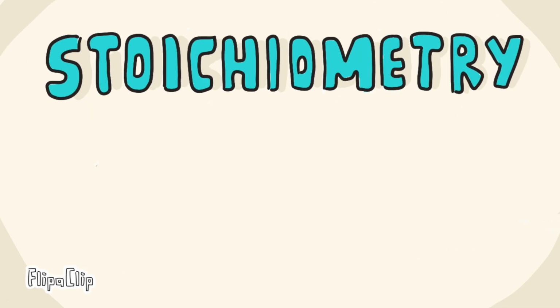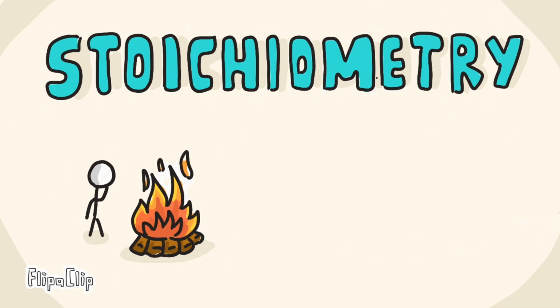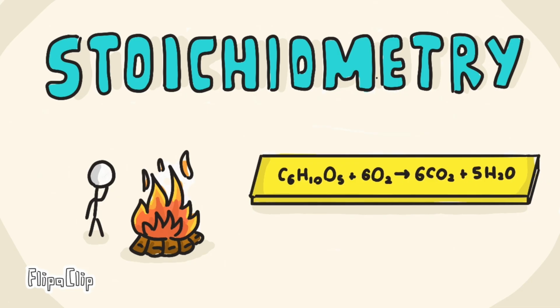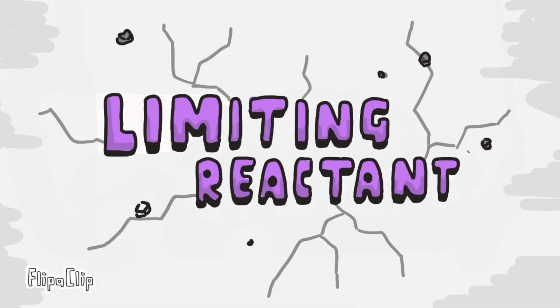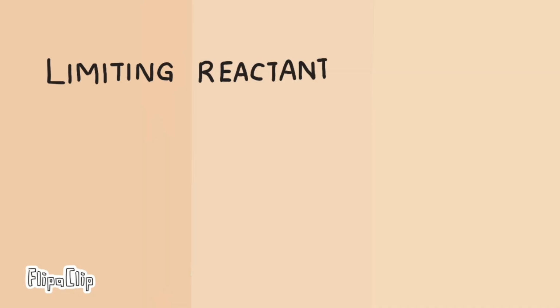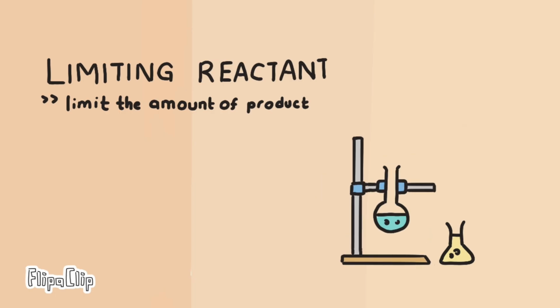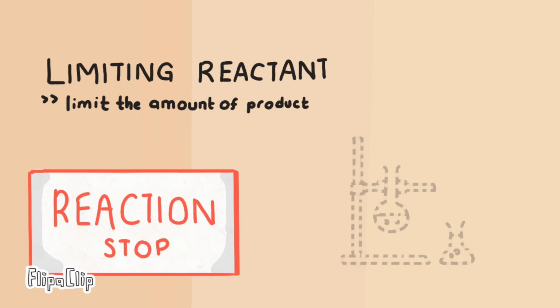You may have heard of stoichiometry. It's basically the relationship between a chemical reaction and the chemical equation that describes it. But what about limiting reactants? For any reaction, the limiting reactant is the reactant that limits the amount of product that is possible to form. Or in other words, the reactant that decides when a reaction stops.